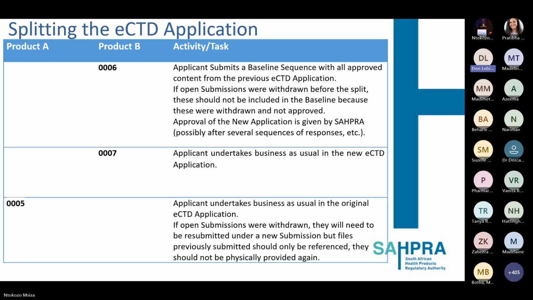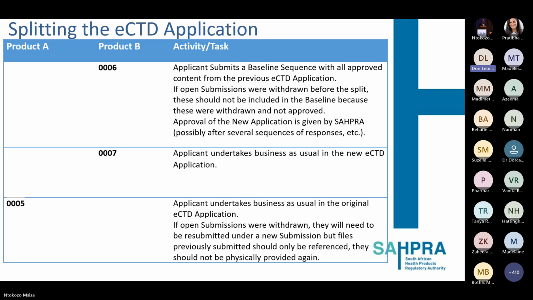Okay, and then approval of the new application would be given possibly after a few back and forths. And then at sequence 0007, you would undertake business as usual with the new eCTD application. And the previous one, undertaking business as usual, would be at sequence 0005 on the original eCTD. So on the original eCTD, you wouldn't do a baseline. Your business as usual would be on sequence 0005.